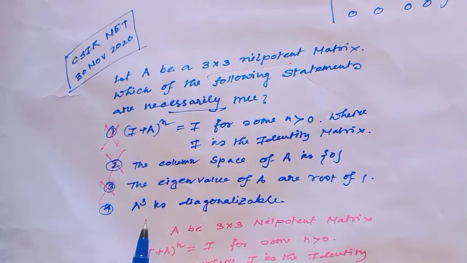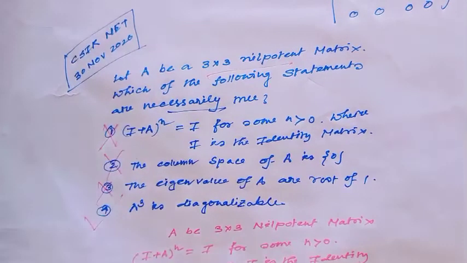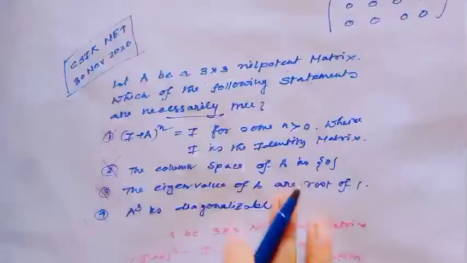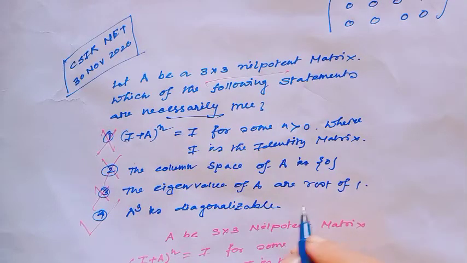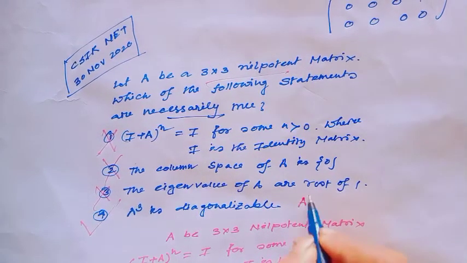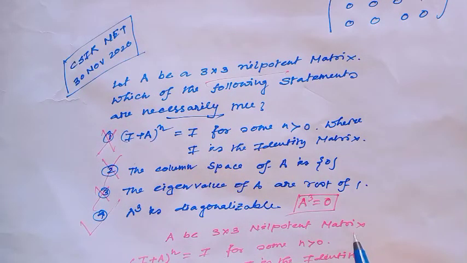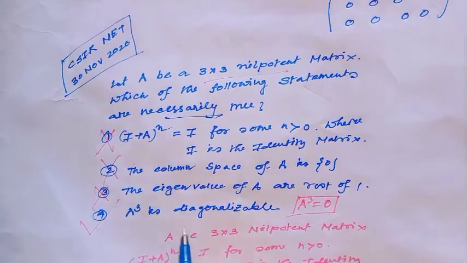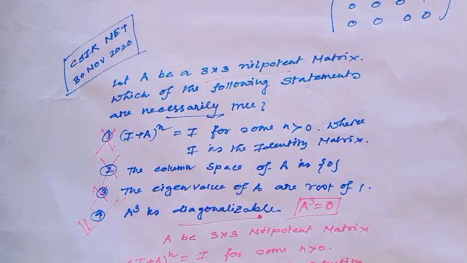And option 4 indicates A cube is diagonalizable. Obviously this option is the right option because since A is a 3 cross 3 nilpotent matrix, for any index A cube equals the 0 matrix, and all of us know when a matrix is a null matrix, then always this matrix is diagonalizable. So option 4 is the only right option. Are you getting it? This type of example is actually very conceptual.